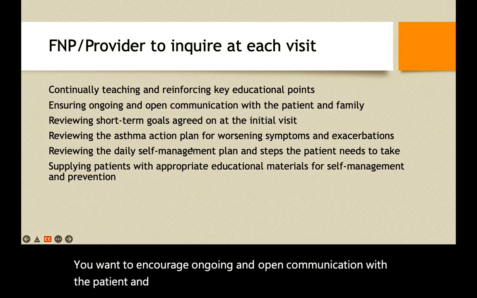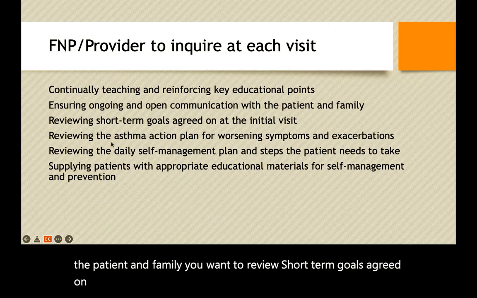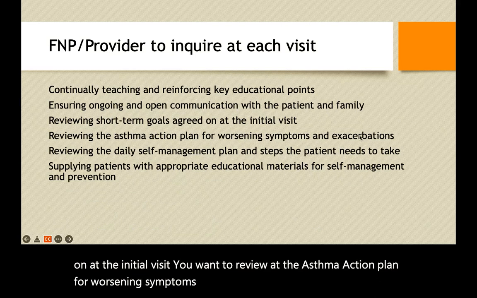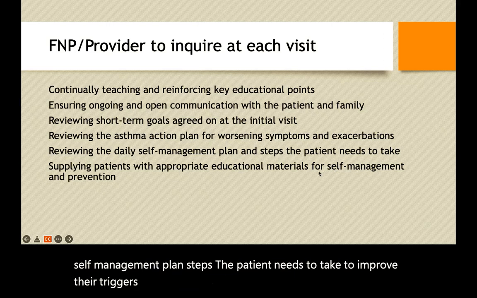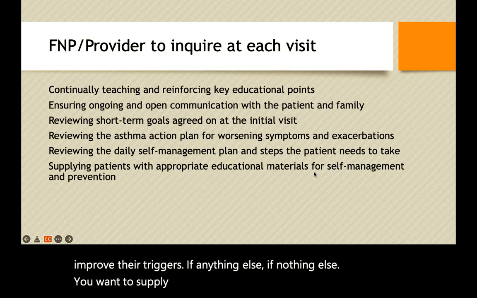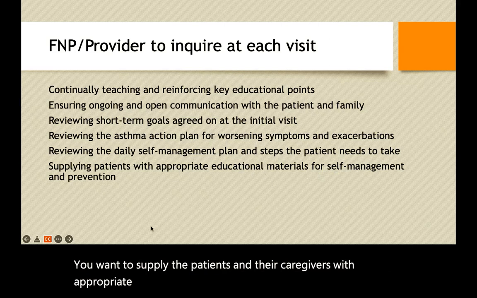You want to review short-term goals agreed on at the initial visit. You want to review the asthma action plan for worsening symptoms and exacerbations, as well as the daily self-management plan and the steps the patient needs to take to improve their triggers, if nothing else. You want to supply the patients and their caregivers with appropriate educational materials for self-management and prevention.